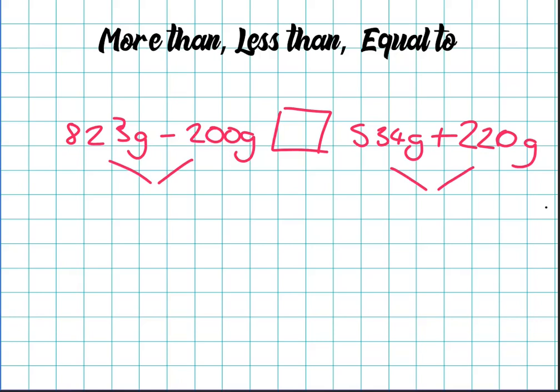So 823 take away 200 would be 623 grams. 534 add 220 would be 754 grams. And then that allows me to compare them, and it's fairly obvious because looking at the hundreds, I can see that that's got the greater 100 on this side. So yeah, it's just a couple of extra steps there to try and trip some of you up and keep you thinking before you put in your more than, less than, or equal symbol in the middle of the box.